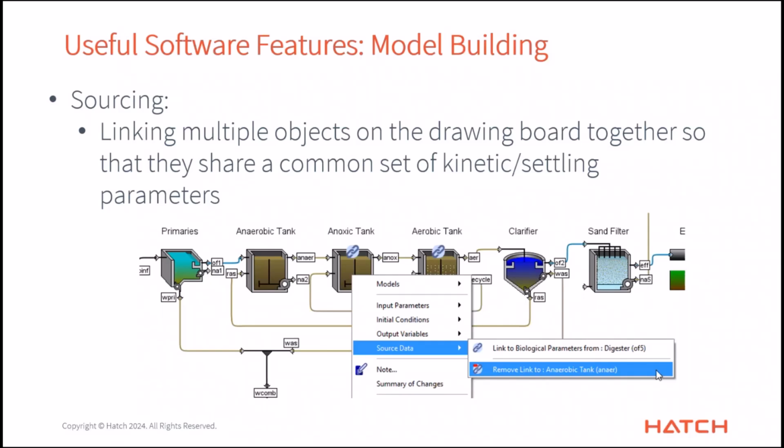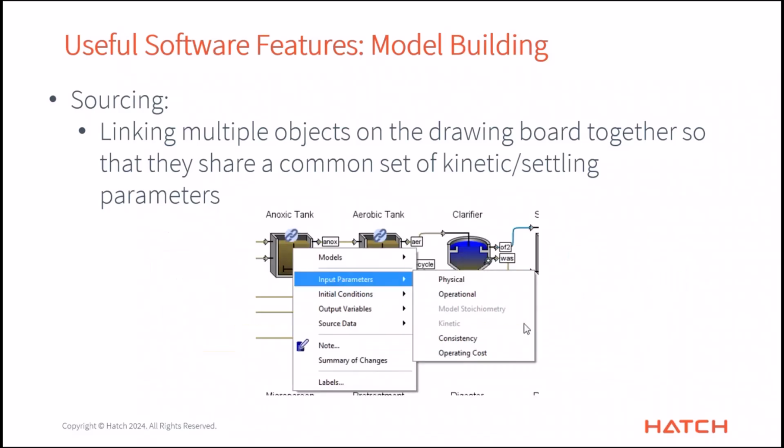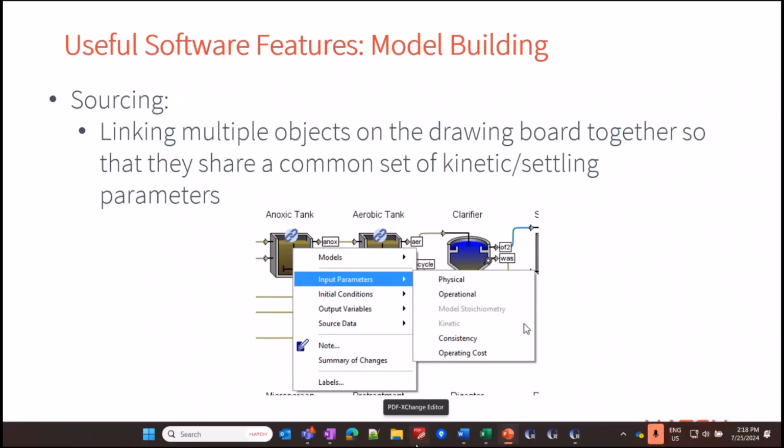You can also do it for settlers. If you have 2 sets of settlers, you can get them to share one common set of settling parameters. Right, so once you've done that, if I right-click on this child here that's inherited its parameters from somewhere else, you can see that the parameter menus have now been taken out here. They're grayed out. We don't allow you to access these because these won't be used. We're going to use them from the other place.